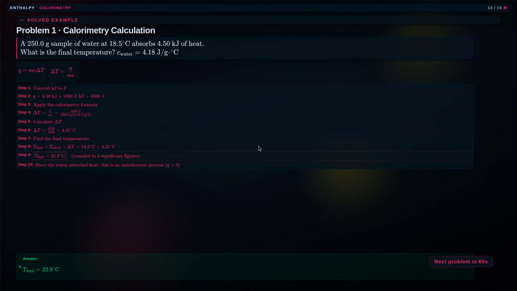Step 4. The final temperature is initial plus delta T. 18.5 plus 4.31 equals 22.8 degrees Celsius. The answer is 22.8 degrees Celsius, rounded to 3 significant figures. Since water absorbed heat, Q positive, this is endothermic.